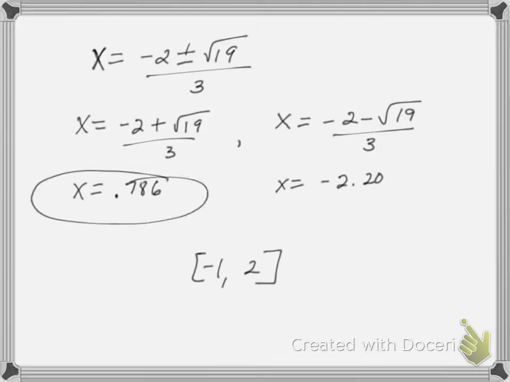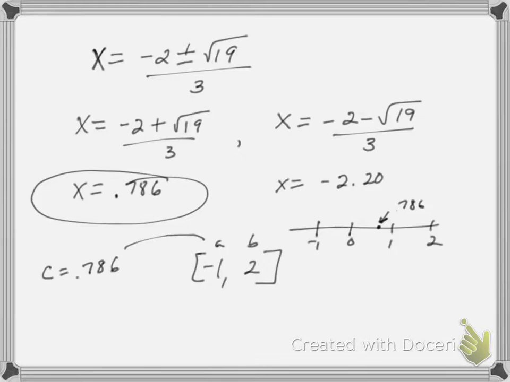0.786. All right, so if I drew a number line, if you can't see that, this is negative 1, 0, 1, 2, and that's 0.786. So that's close to 1. So that means that my answer is 0.786. So that C value would be 0.786 that exists between A and B, which would be negative 1 and 2.